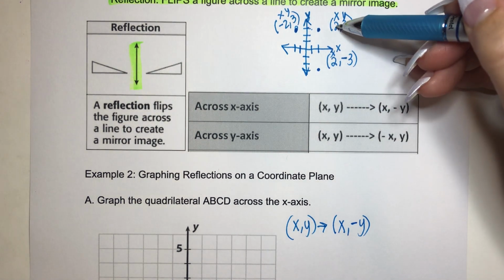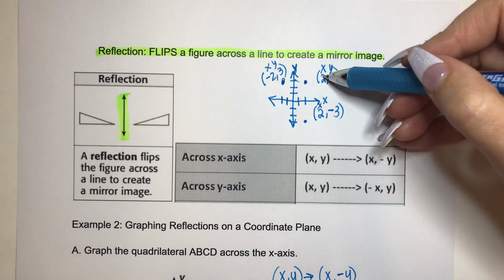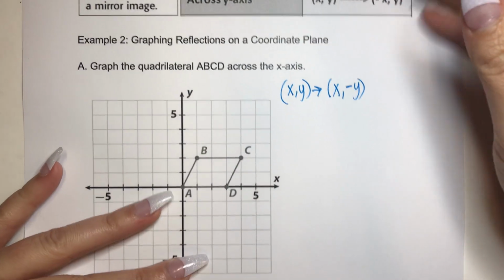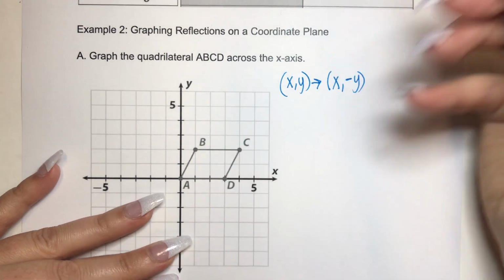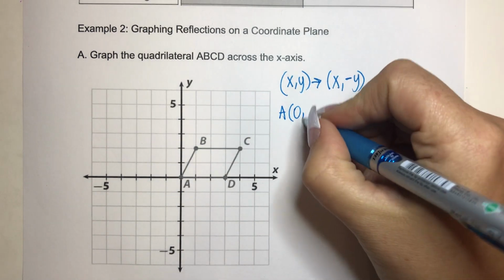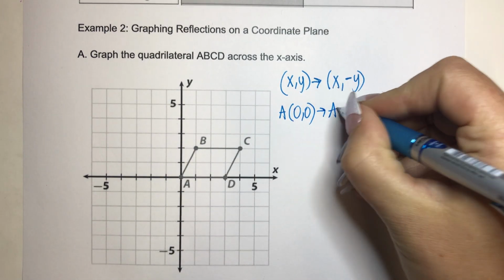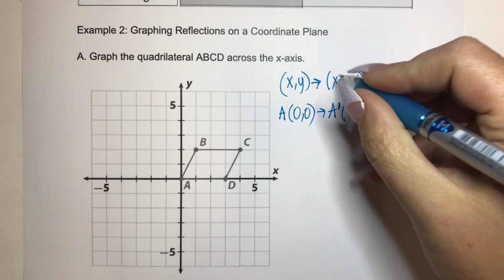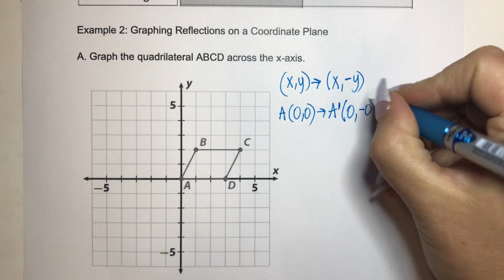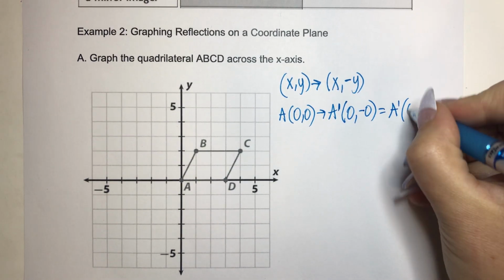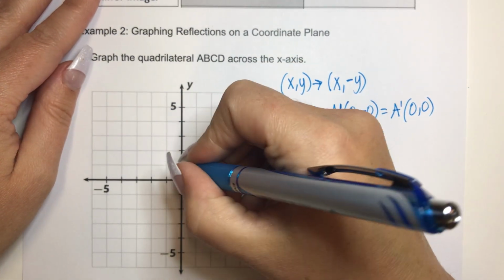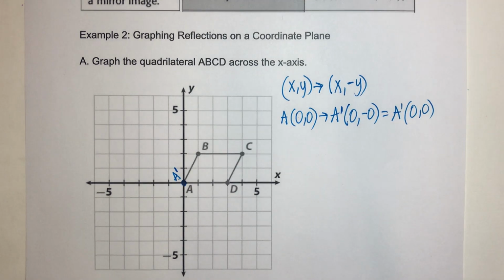And that makes sense, right? Because this is the reflection where the x is the same, it's just that y is positive and then becomes negative. So we're just going to do that for each of these 4 points. I'm going to start with A. A is 0, 0. Using this rule, A prime has the same x, but the y becomes -0, which is just 0, 0. So nothing really changed here. This is my A prime. It stayed the same.